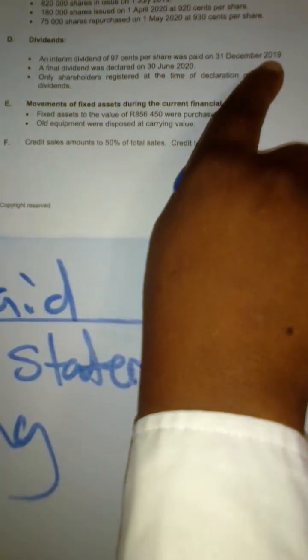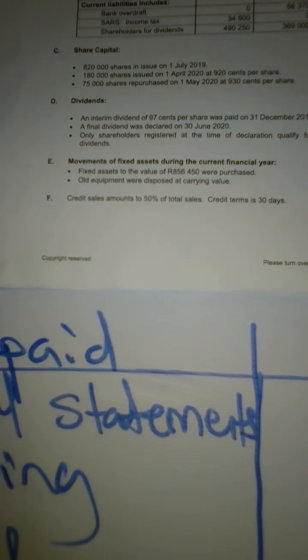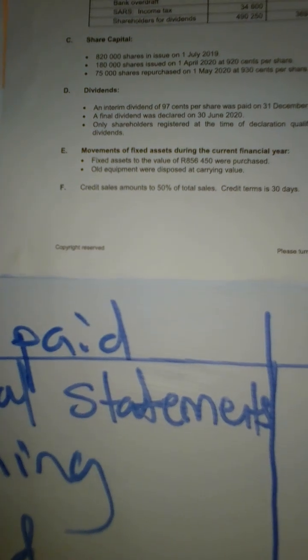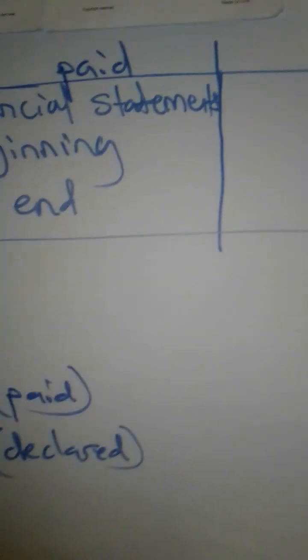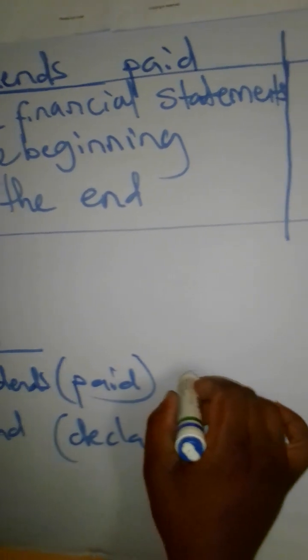An interim dividend of 97 cents per share was paid on the 31st of December 2019. So how many shares are actually entitled to this interim dividend? The date is 31 December 2019. If you go to C, where the share capital is given, they are saying that 820,000 shares were in issue on the 1st of July 2019. The additional shares were issued on 1 April 2020. So these shares are not going to receive any interim dividend because the interim dividend is being given before April. So we are actually going to use the 820,000 shares that were in issue on the 1st of July 2019.